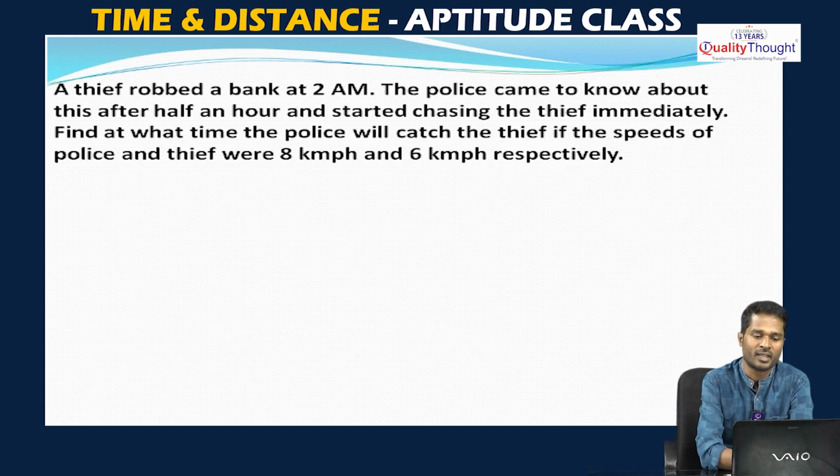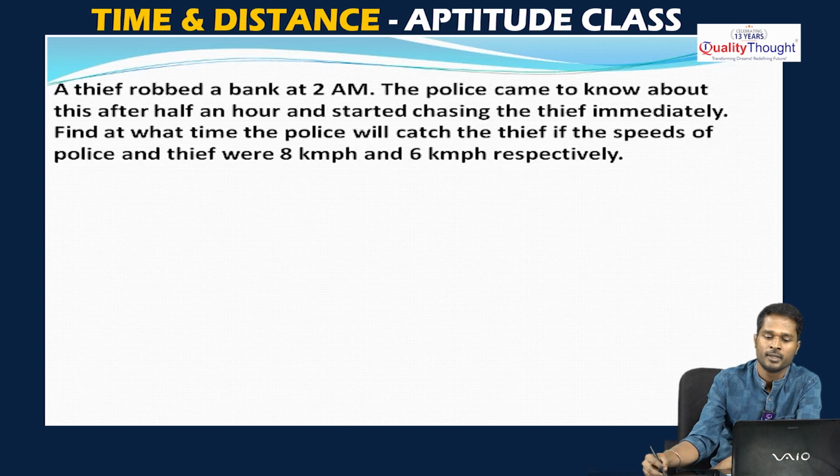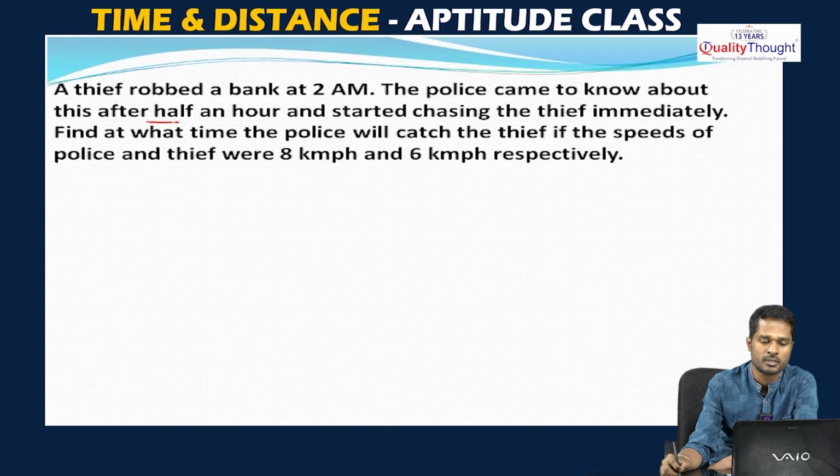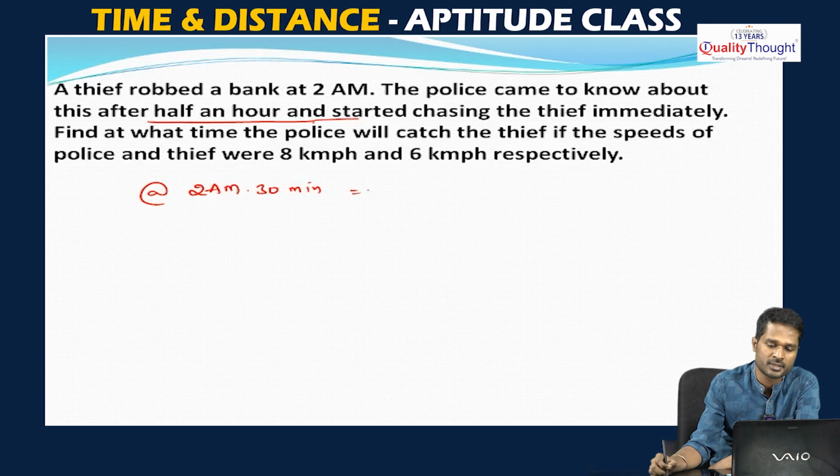See this question: a thief robbed a bank at 2 a.m. The police came to know about this after half an hour. That means the robbery happened at 2 a.m., and the theft came to the notice of the police at 2 a.m. plus 30 minutes. So 2 a.m. plus 30 minutes, that means 2:30 a.m.